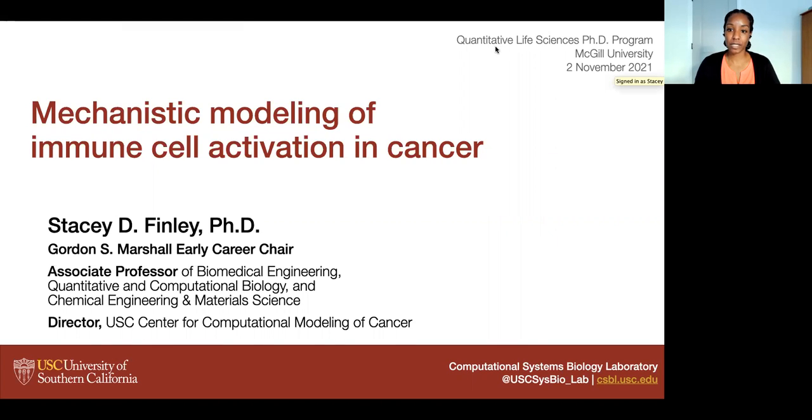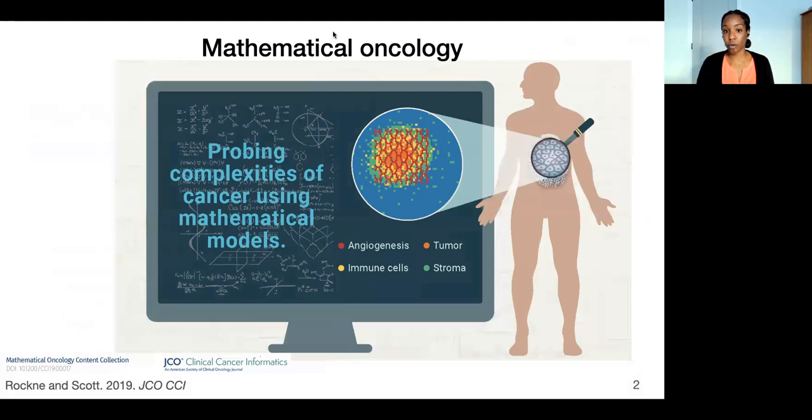It's a pleasure to be able to present some of the work that we've done in my lab at USC, where we are looking at immune cell activation. And so the work that we're doing is within this broader field called mathematical oncology. The goal is to be able to probe the complexities of cancer using mathematical models and computational tools. Cancer is an appropriate context to apply mathematical modeling within because of its complexity.